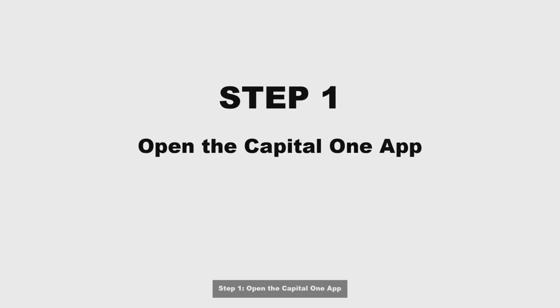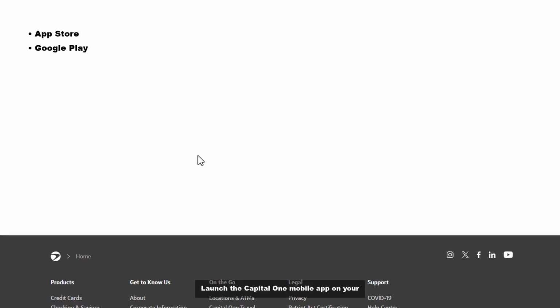Step 1. Open the Capital One app. Launch the Capital One mobile app on your smartphone. If you don't have it, download it from the App Store or Google Play.